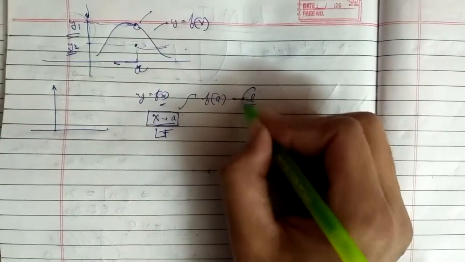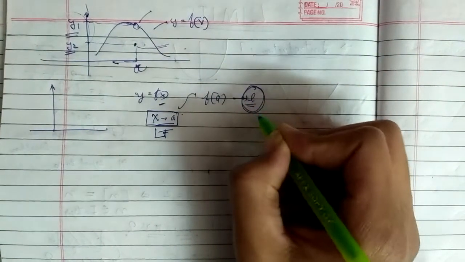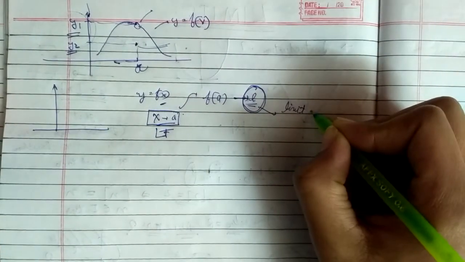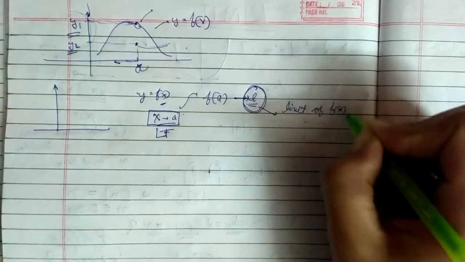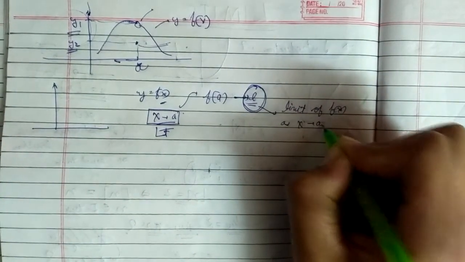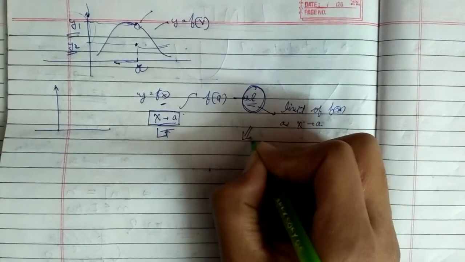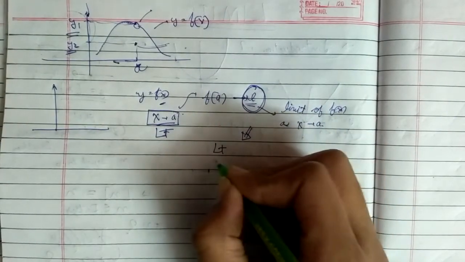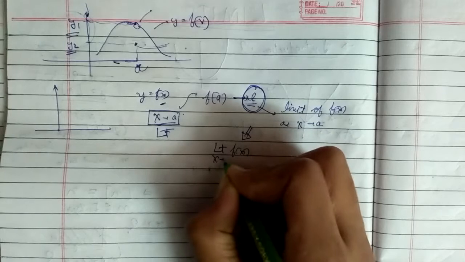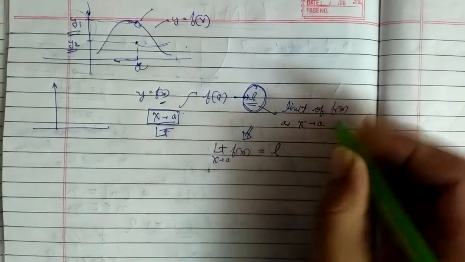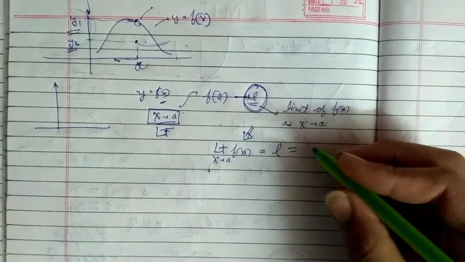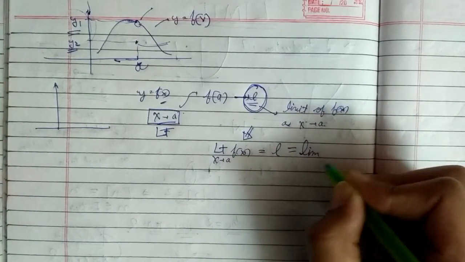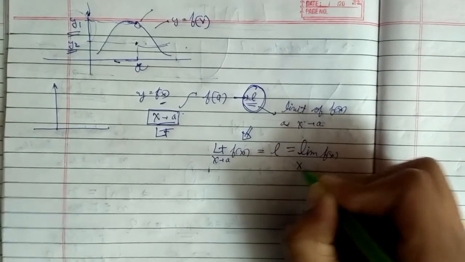Then this value L is called the limit of f of x as x tends to a, and this is represented by limit of f of x as x tends to a equal to L, or we often represent it as limit of f of x as x tends to a.